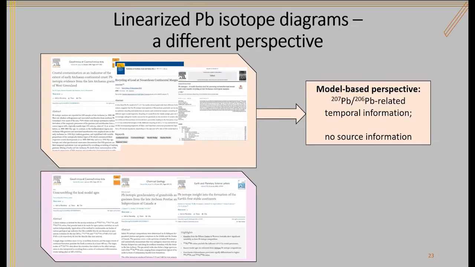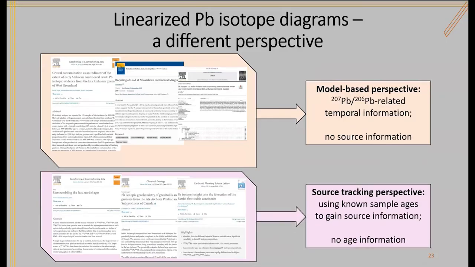So we use the 207Pb-related temporal information, but it's a bit difficult to get source information this way. Then there are a couple of publications that use these linearized lead isotope diagrams and more strongly focus on the source tracking aspect of the lead isotope system. One reviewer also encouraged us to use these linearized diagrams even more strongly. This is the source tracking perspective. We use known sample ages to gain source information. But then again, obviously, when we use known sample ages, we cannot gain age information from the lead isotope system.